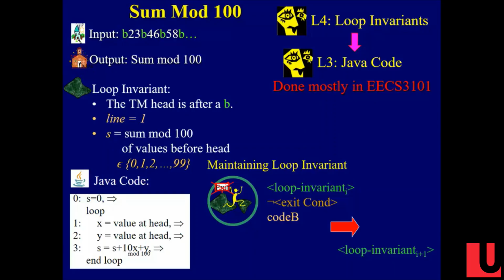I do the summation, right? Look at this. I'm taking the X. I'm shifting it over by 1, by multiplying by 10. I'm adding the Y, right? That gives me the 2-digit number. I'm adding that into S. Then I move the head right from the B to the next digit, right? And I come back up, and the loop invariant's true again. Everybody agree with that? That's what I mean by loop invariance.